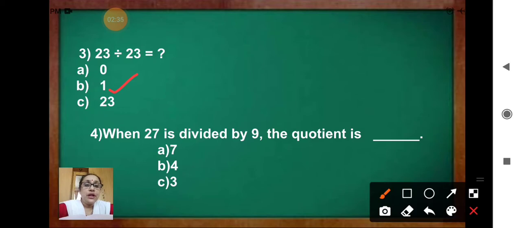Question 4. When 27 is divided by 9, the quotient is dash. So divide 27 by 9. The quotient is, that means the correct answer is 7, 4, 3. 3 options are there. So the correct answer is 3. Done? All are finished?